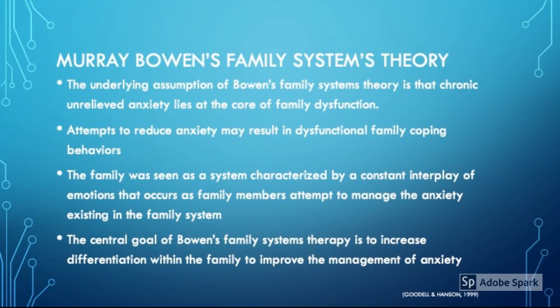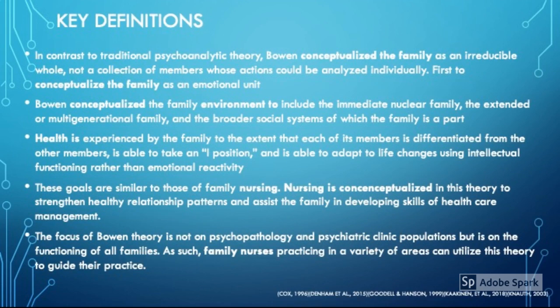Attempts to reduce anxiety may result in dysfunctional family coping behaviors. The family was seen as a system characterized by a constant interplay of emotions that occurs as family members attempt to manage the anxiety existing in the family system. The central goal of Bowen's theory is to increase differentiation within the family to improve the management of anxiety. Bowen conceptualized the family as an emotional unit.